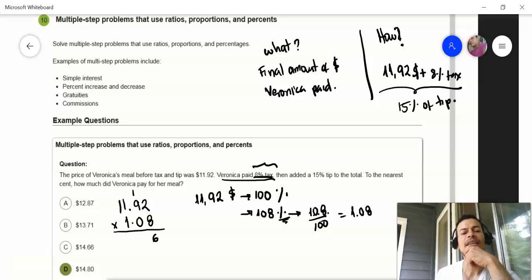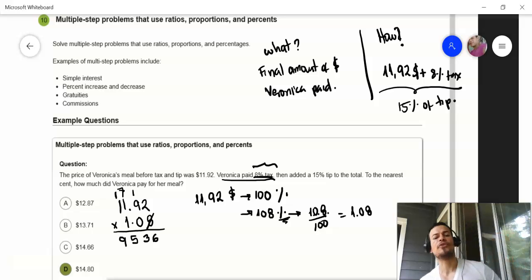We have 8 times 2, that gives me 16, and I carry over 1. 8 times 9, that gives me 72, plus 1, that gives me 73, and I carry over 7. 8 by 1 gives me 8, plus 7 is 15, and I carry over 1. And 8 by 1 gives me 8, plus 1, that gives me 9. Okay, so then I multiplied by 8. I don't have to do it again, so I'm gonna erase this so I don't get confused.